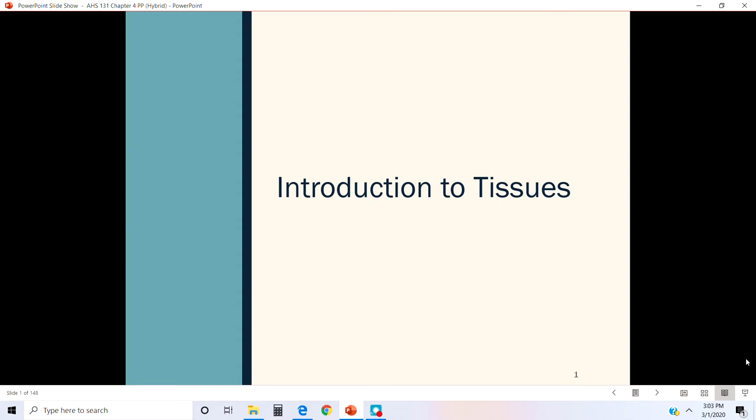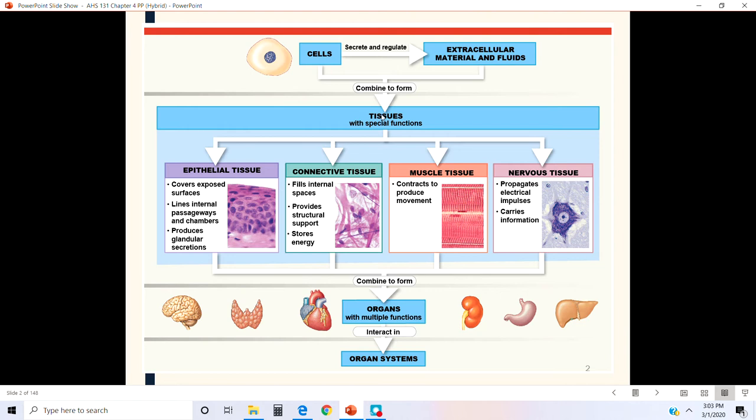Cells then come together to form what we're going to be talking about over the next couple of lessons, our tissues. So here's a diagram representing that, where we have up here the cells, right? Cells come together. They're going to combine to form tissues. And we're going to see in a moment there are four principal tissue types, or four main tissue types: epithelial tissue, connective tissue, muscle tissue, and nervous tissue. In this lesson, we're just going to overview them and then look at them in greater detail as we go through the next couple lessons.